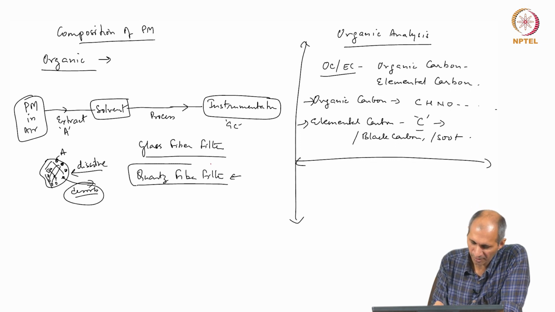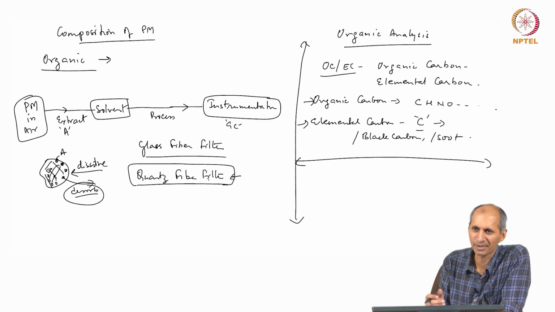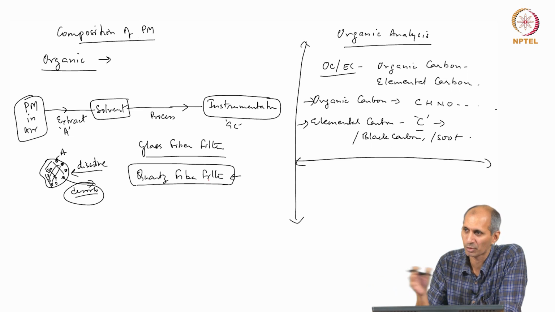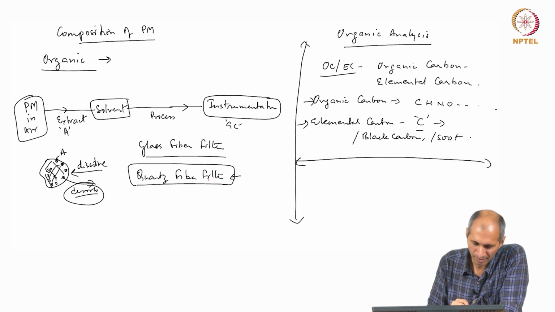But because of this, quartz fiber filter is very brittle. Quartz fiber filter is not very preferred for mass measurement, because you are taking the filter and putting it into a holder, and by the time, some corner edge of the filter may tear and go away. So, you will get an incorrect mass measurement. So, we do not use quartz fiber for that.